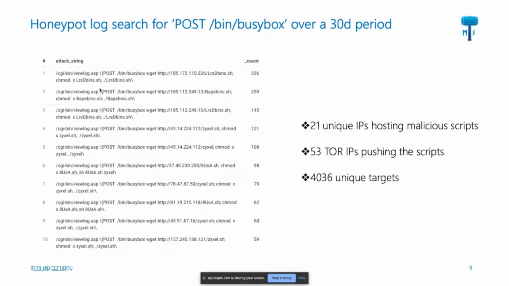There were 53 Tor IPs pushing the scripts. That means at the time that I was running the node, in my case, I was an exit node, which is how I can see all of this traffic. I had 53 different relay nodes who were sending me this information. And of the total targets, since I'm also the exit node and I could actually see who was getting attacked, there were 4,036 unique targets. Now the count that shows here is for how many times I saw this specific command run. So this specific attack string or command ran 336 times.